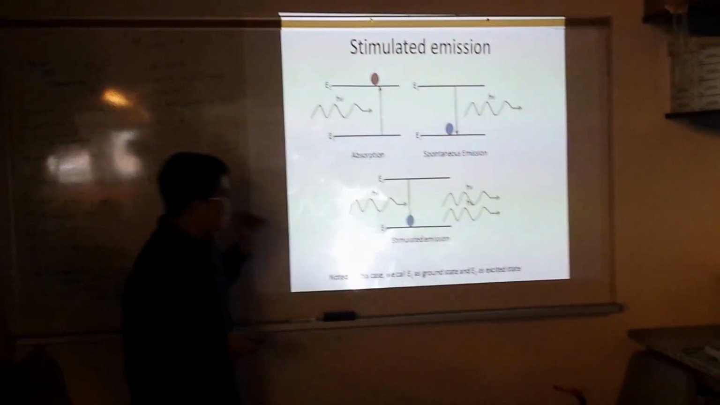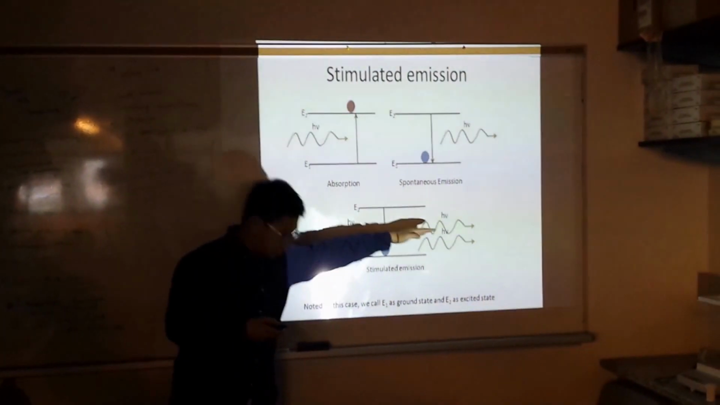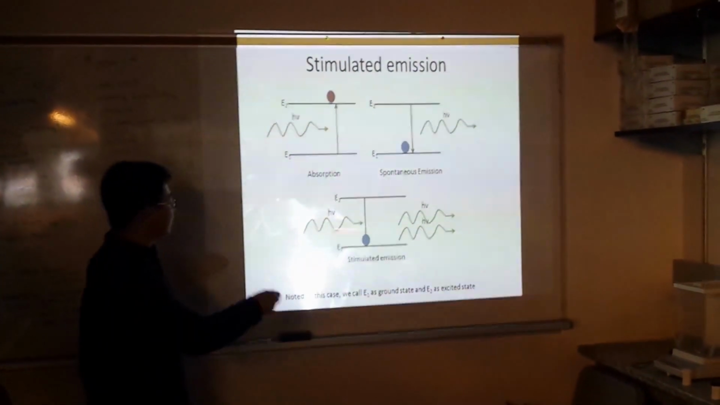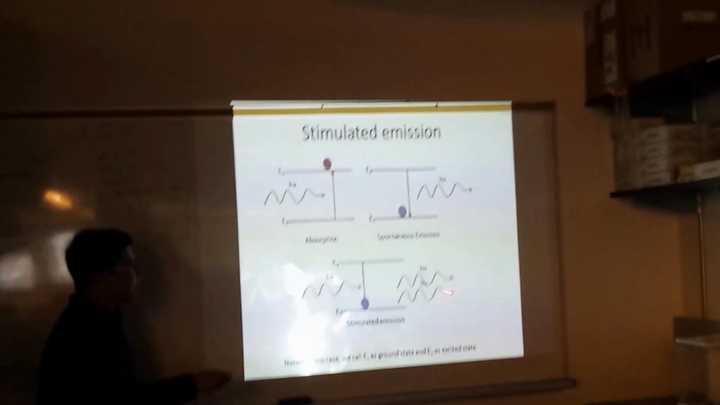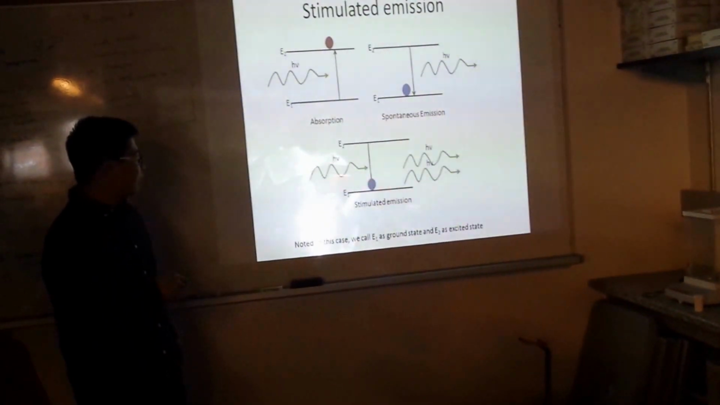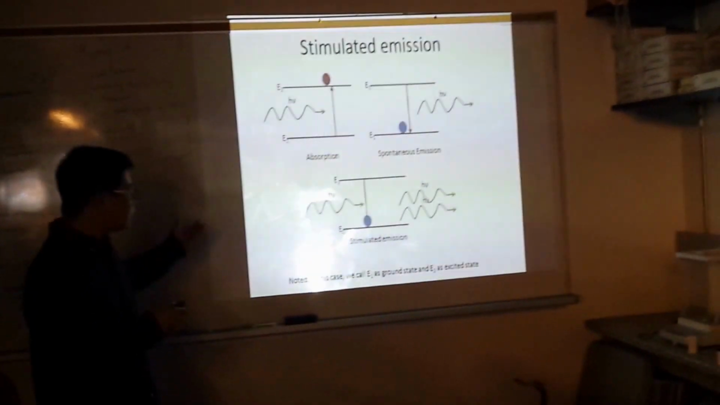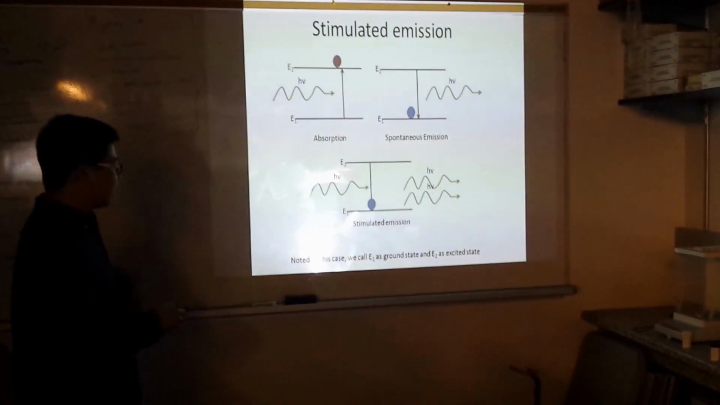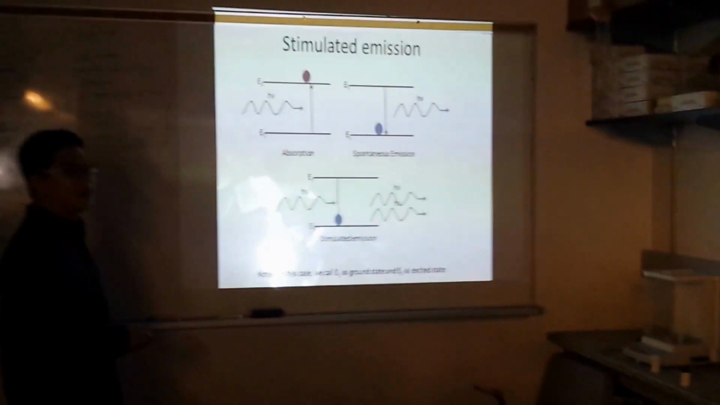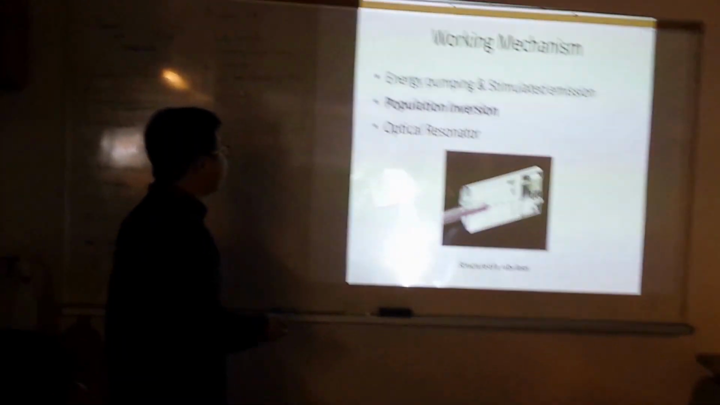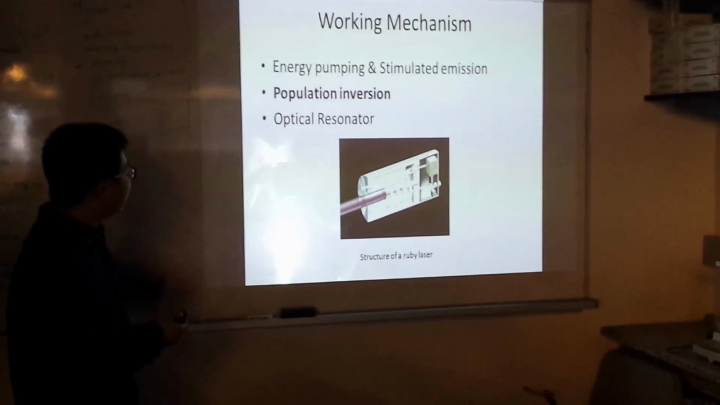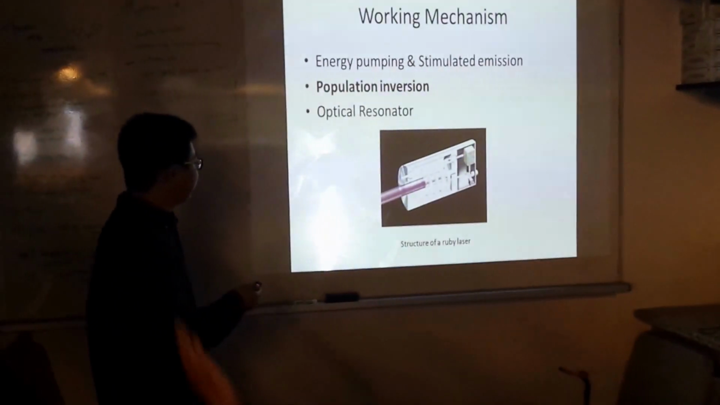As for the stimulated emission here, when you shine a photon, the photon passes this atom, and the atom also emits a photon. So instead of emitting one photon, it emits double. So it's called stimulated emission. And also this light is directional here. And that's stimulated emission. And we're going to talk about population inversion.